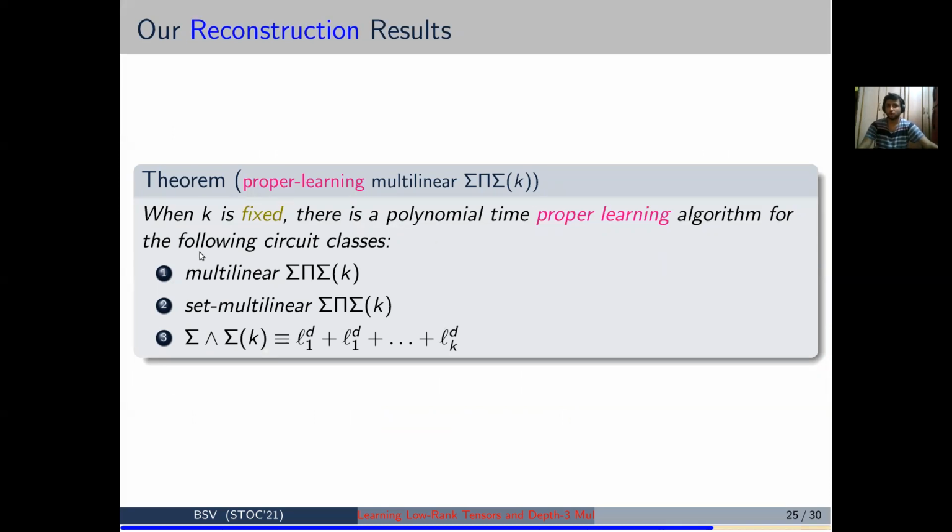Note that although the first class is much more powerful and subsumes the second class, proper learning for all these three classes are independent problems whose hardness cannot really be compared. Although multilinear depth-three circuits are much more powerful, they are not known to be NP-hard to learn. On the other hand, these simple circuits are known to be NP-hard to learn. This is just a weird phenomenon of proper learning, that even simpler classes can be really hard to learn.